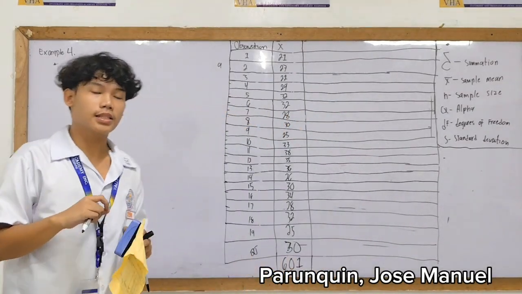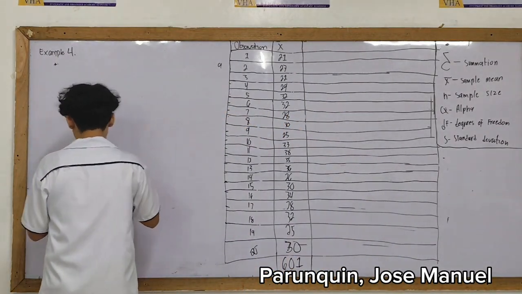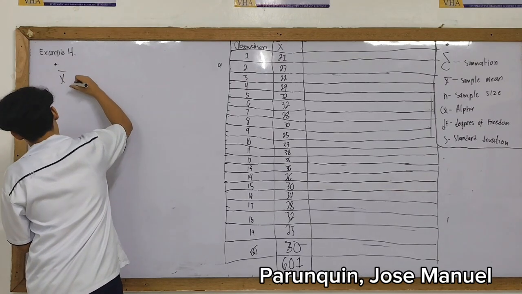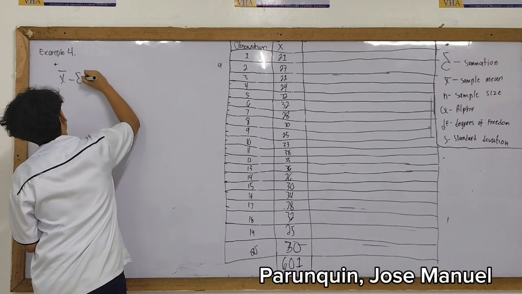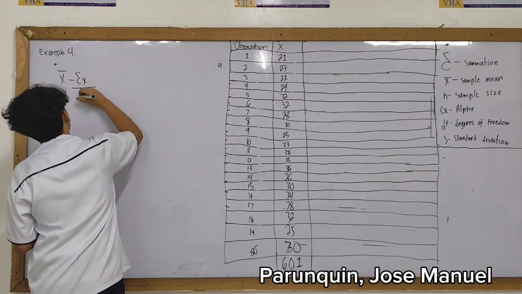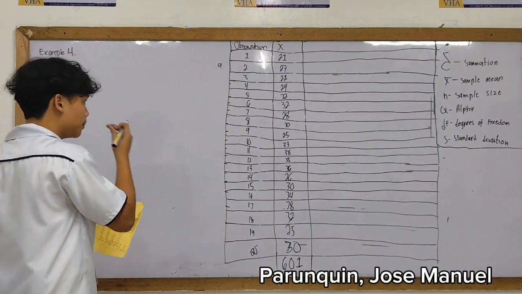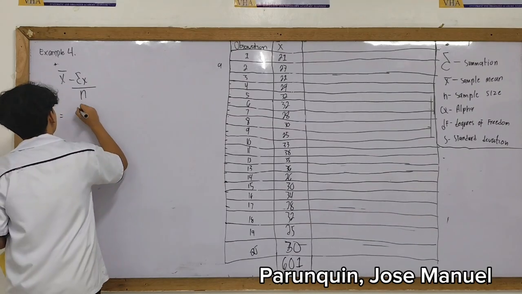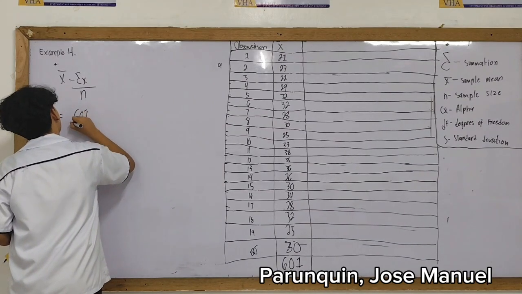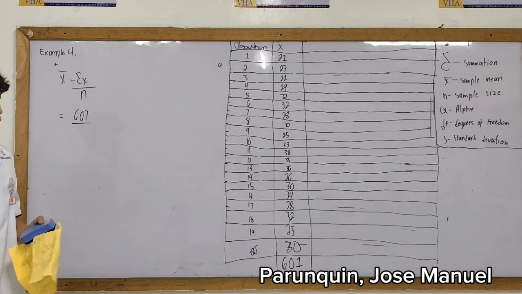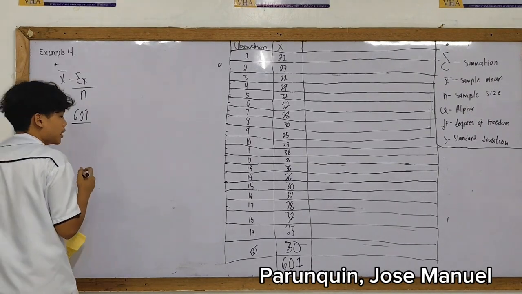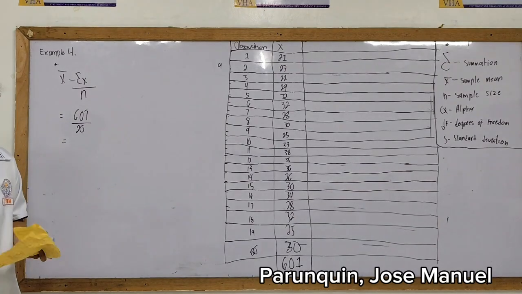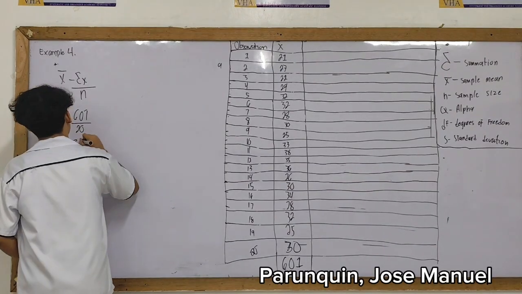So to get the mean, we need the summation of x over sample size. So our summation of x is 601 divided by the sample size. Our sample size is 20. So 601 divided by 20 will become 30.1.